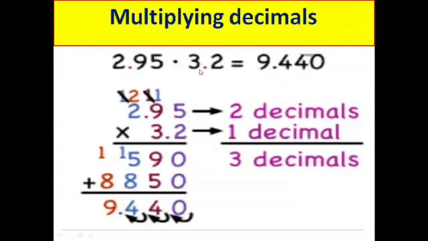Now again one more question is here. 2.95 multiplied by 3.2, that is 9.440. How? 2.95 multiplied by 3.2, I have normally multiplied and then I have put the decimal after 3 places from behind.